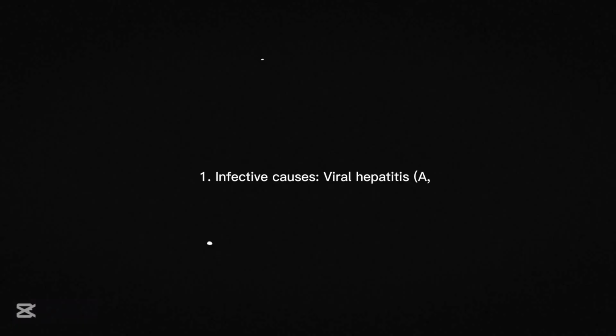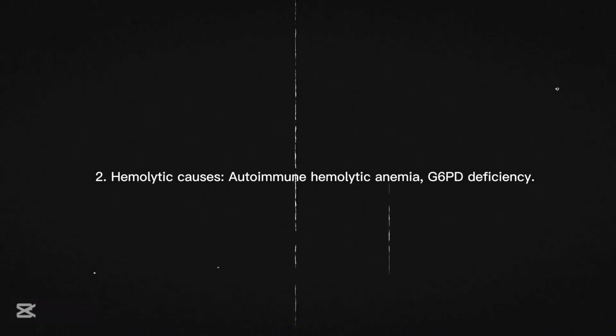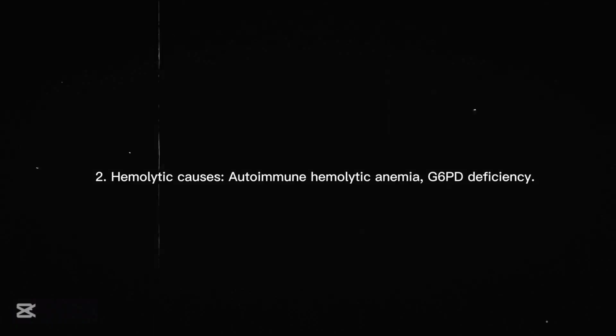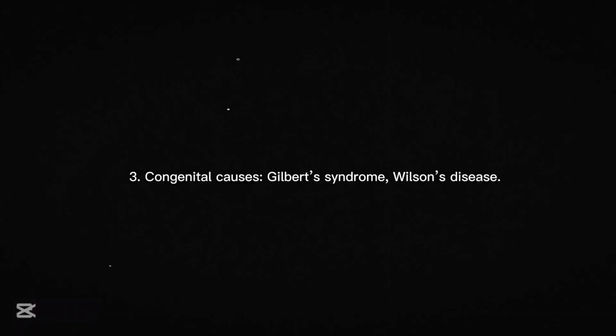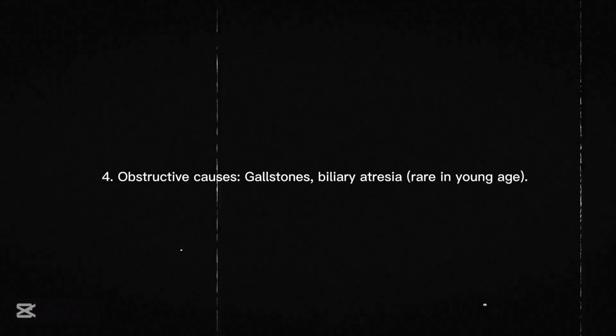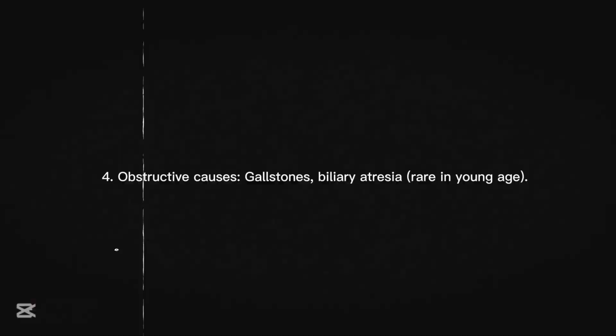Differential diagnosis. 1. Infective causes: viral hepatitis A, B, C, malaria, leptospirosis. 2. Hemolytic causes: autoimmune hemolytic anemia, G6PD deficiency. 3. Congenital causes: Gilbert's syndrome, Wilson's disease. 4. Obstructive causes: gallstones, biliary atresia, rare in young age.